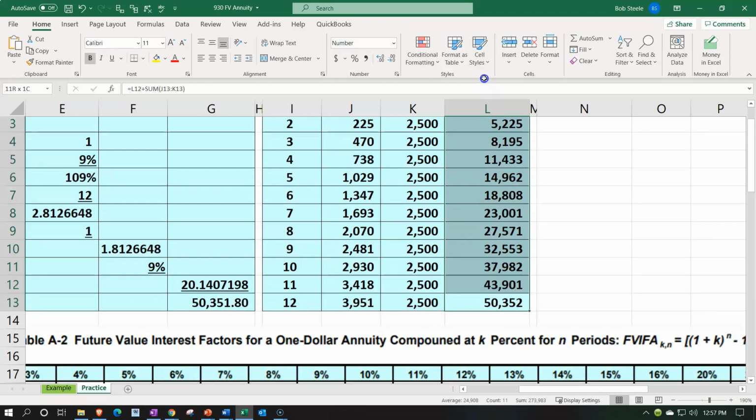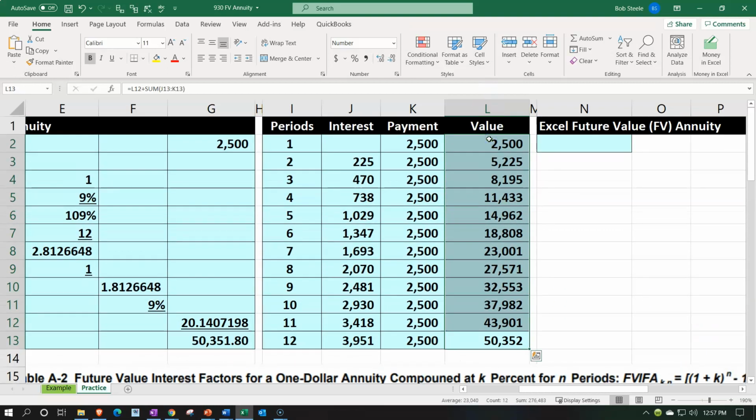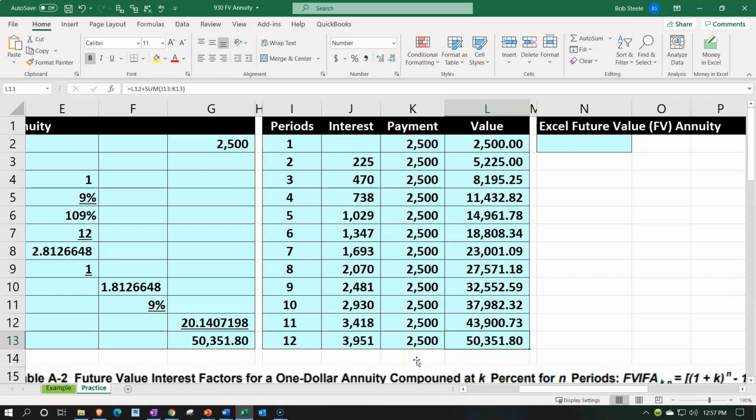Now I'm going to go ahead and scroll up top, and we're going to then add some decimals. Home tab, numbers, a couple decimals. So now we're at the 50,531.80. So let's do it again, this time with an Excel formula, the annuity formula. So this is the magic way.